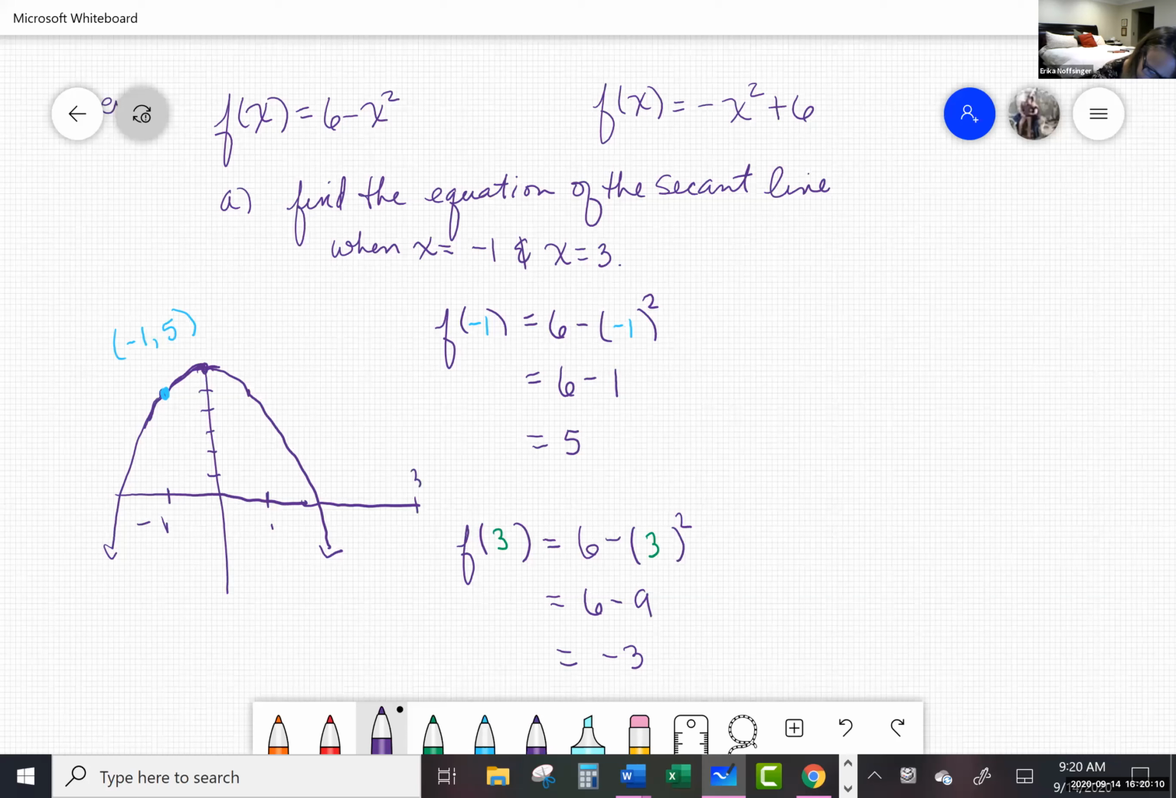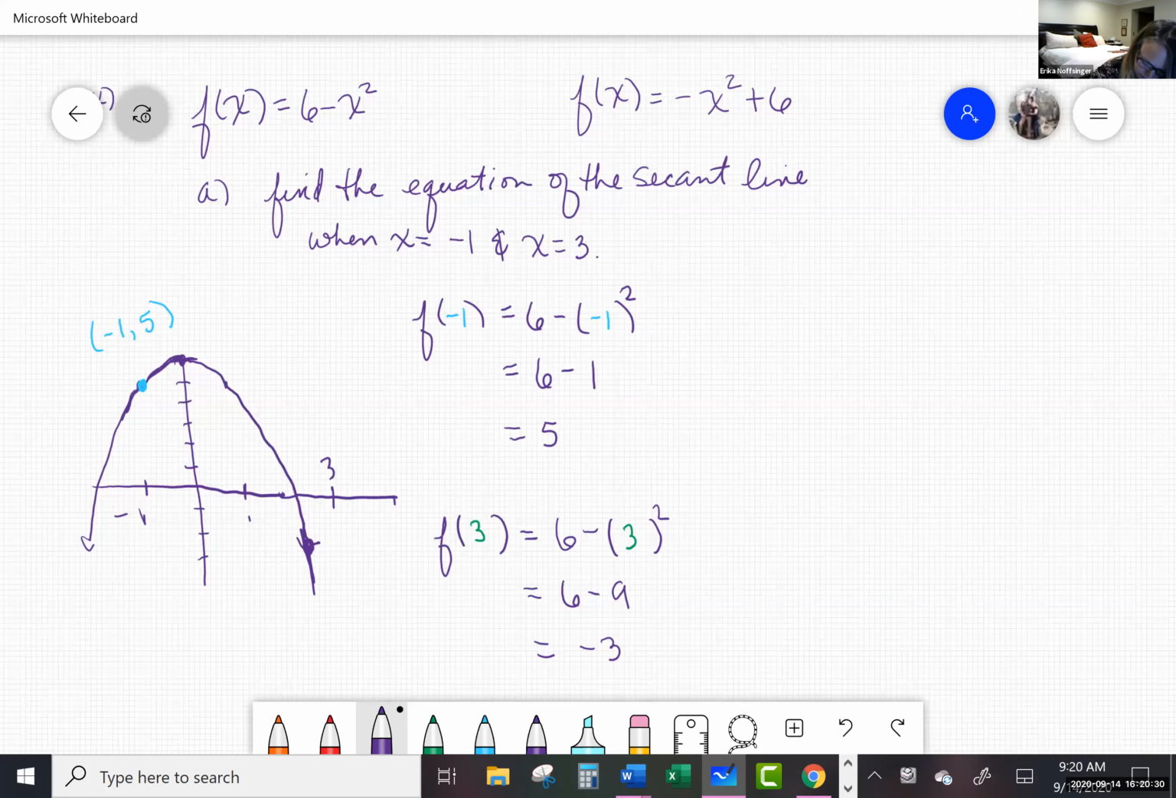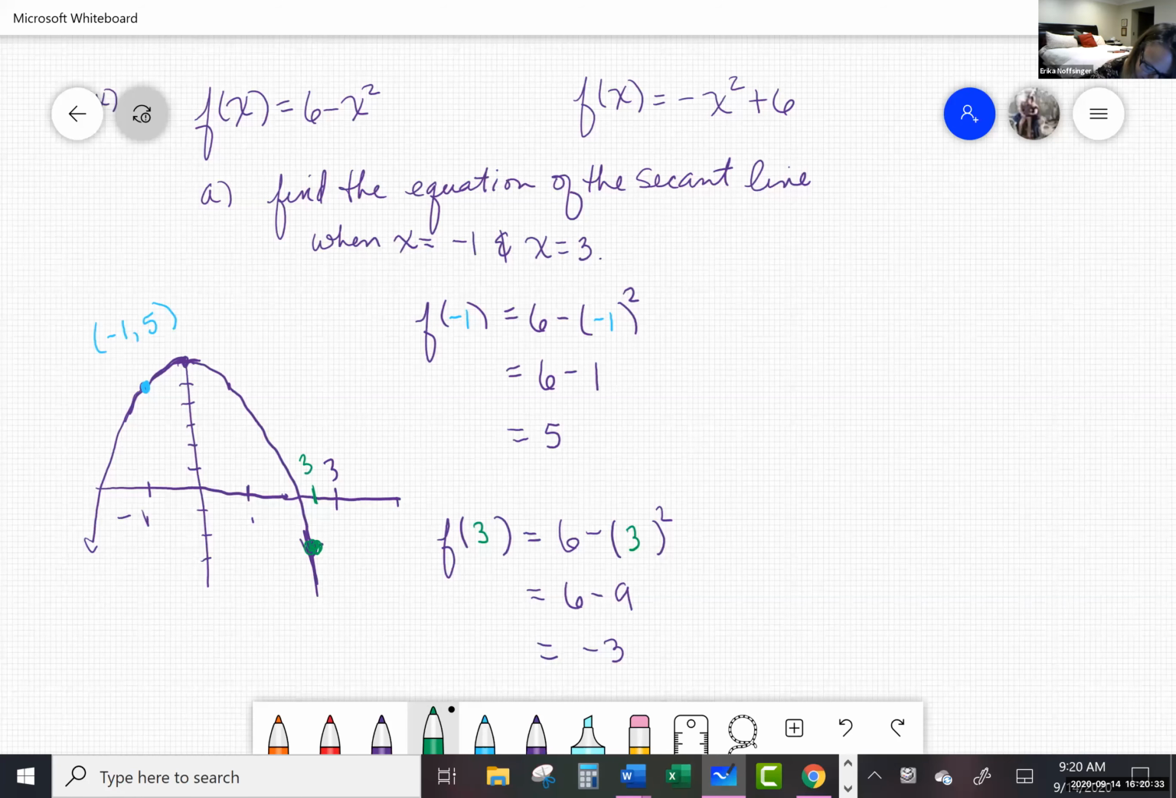Let's say 3 is here. I'm going to say 3's here, just so it matches with my graph. So we have (3, -3) right here. So when it asked us for the equation of the secant line, it wants us to find this line that joins these 2 points.